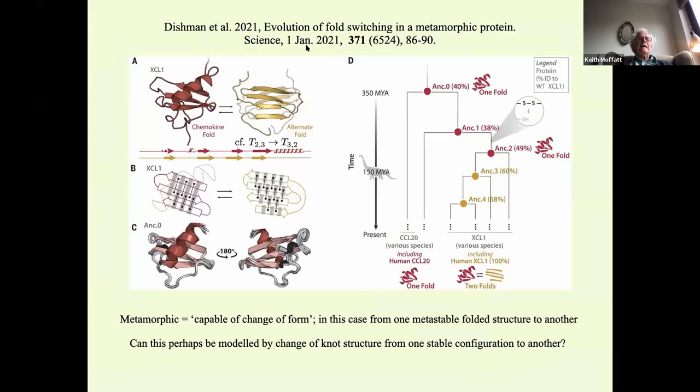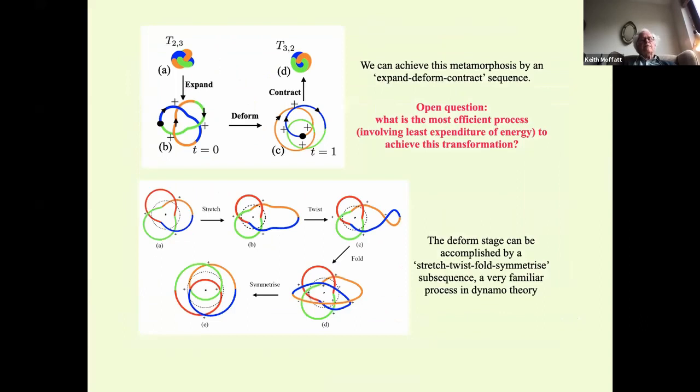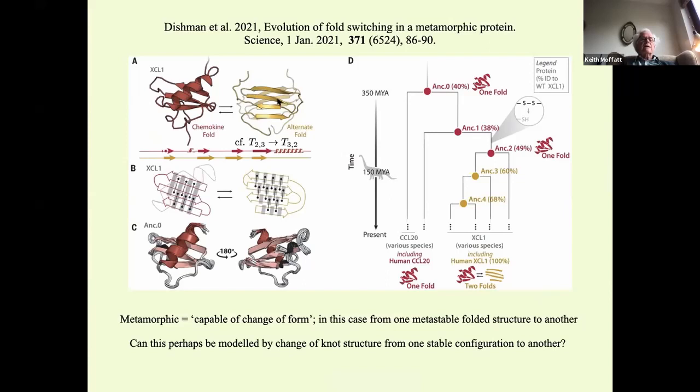This paper discusses a metamorphic protein, a long chain molecule that has two equilibrium states, two different forms, and one can convert to the other given suitable input of energy. The authors of this paper argue the relevance of this process to the evolution of the human genome, effectively, over a very long period of 350 million years. So this is the motivation for looking at this problem. You might say that this transformation is rather like the transformation from T23 to T32.